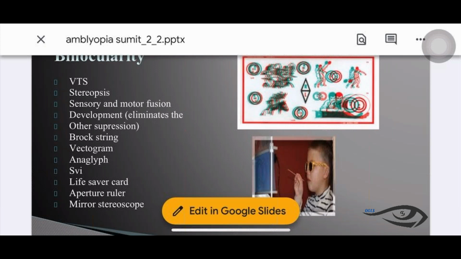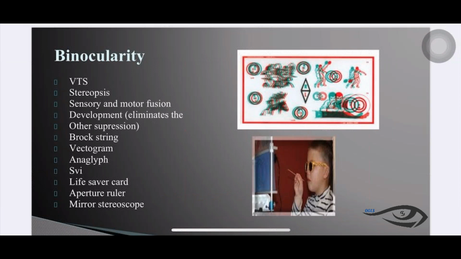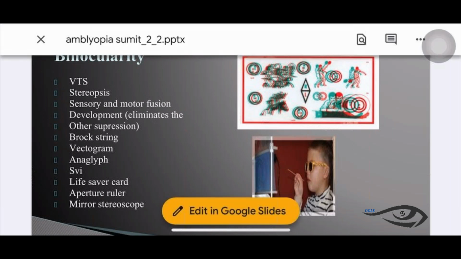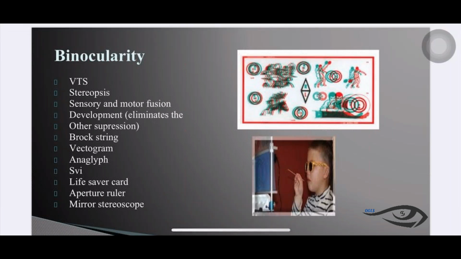Then you can give the binocularity exercise with the block string. You can use vectogram to develop the anti-suppression therapy, and you can work on the stereopsis also with the vectogram. Then there is one more thing, anaglyph exercises, which, like you can see on the slide over here, the kid is trying to do something on the board. You can see there are double images when you wear red green glasses. So you have to try to make it single. That is what anaglyph is.